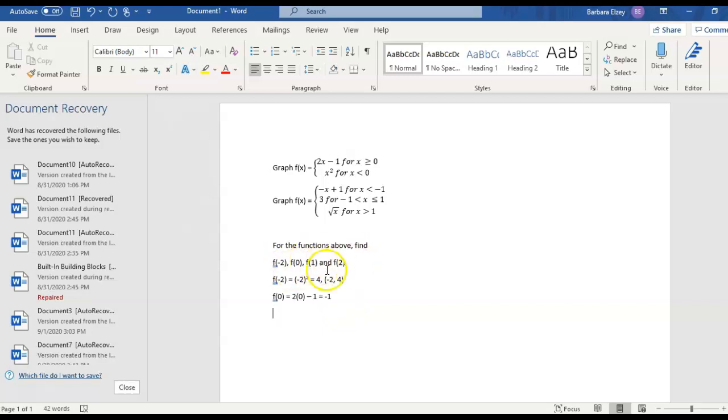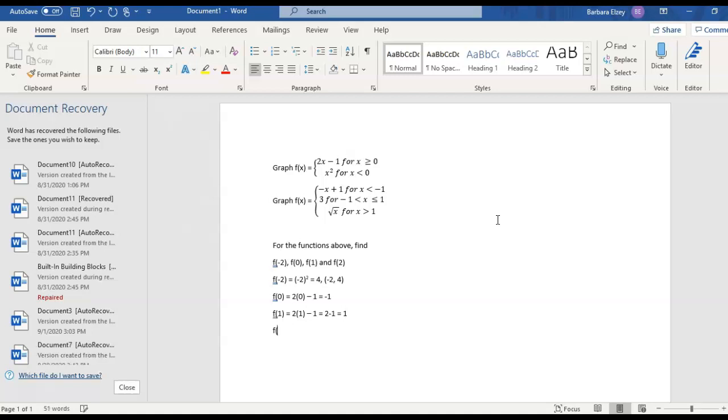All right, now f of 1. Again, let's choose the proper piece up here. So is 1 greater than 0 or is 1 less than 0? Well, 1 is certainly greater than or equal to 0. So again, we're going to use the first piece. 2 times 1 minus 1 is 2 minus 1, which gives us an answer of 1.